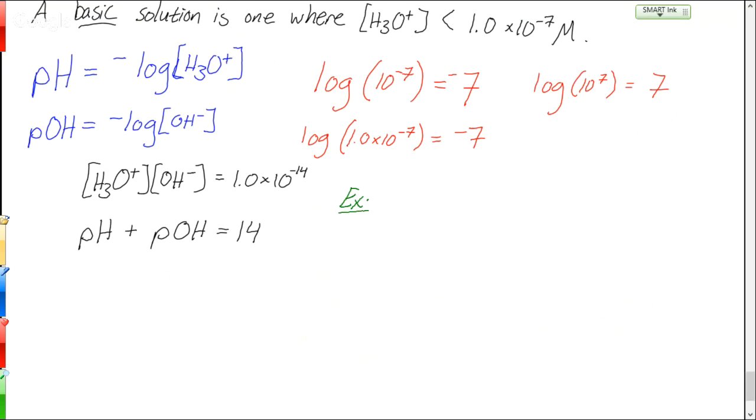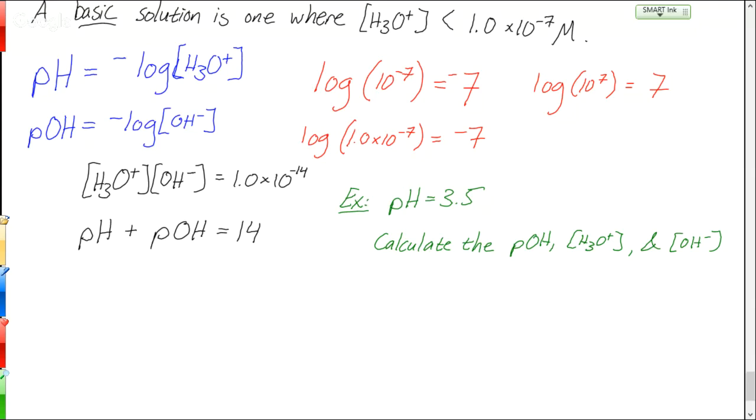All right, so here's an example. We have a solution that has a pH of 3.5. Calculate the pOH, the hydrogen ion concentration, and the hydroxide concentration. We can do all of that just from knowing the pH of 3.5. Okay, let's see how we do this.